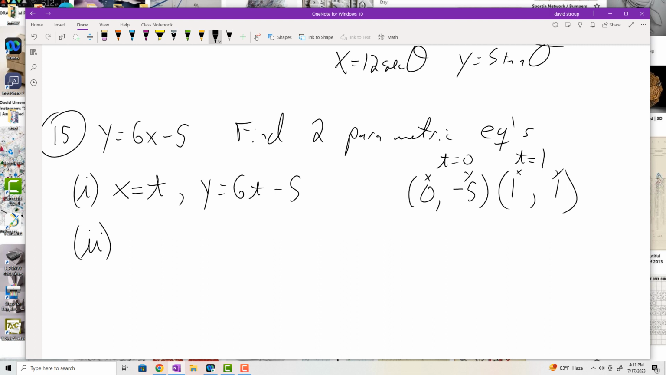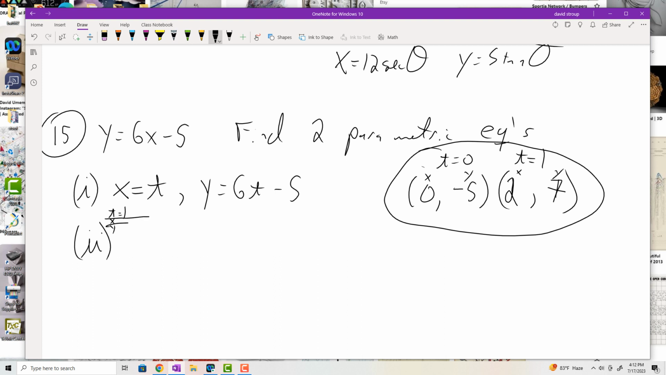If you look at the first set of parametric equations, it does not fulfill this desire. When t is 0, I get 0, -5. But when t equals 1, I am not getting that. Let's say I actually want x equals 2, and then y to equal 12 minus 5, which is 7. Definitely don't get that from the first set when t is equal to 1.